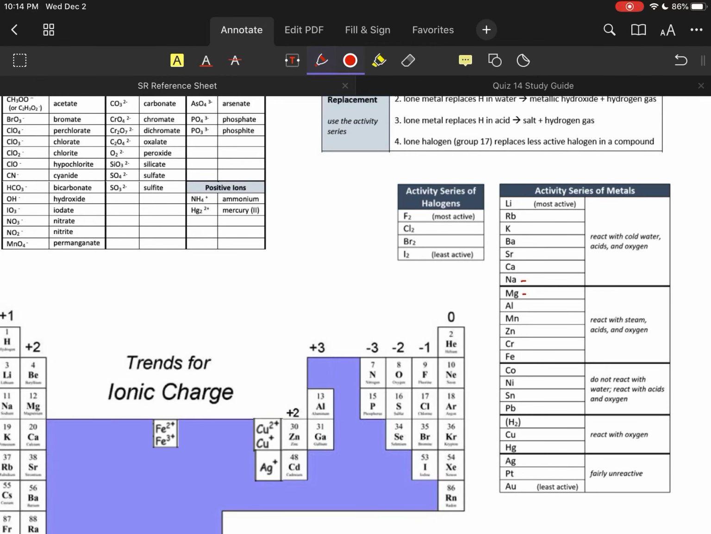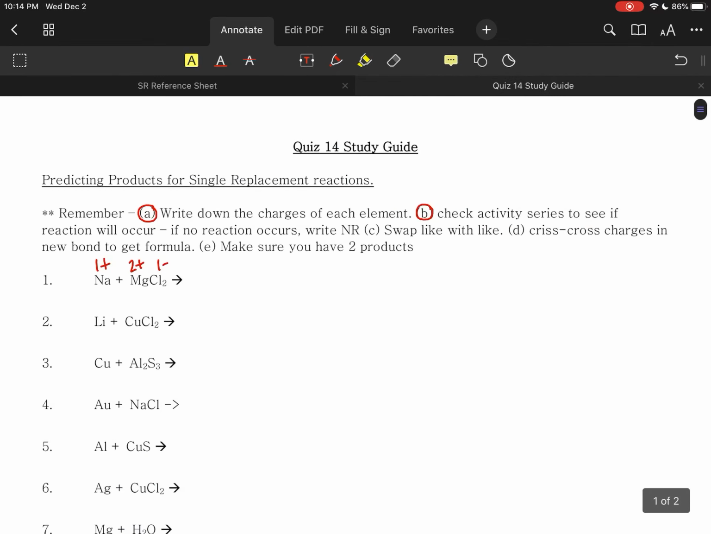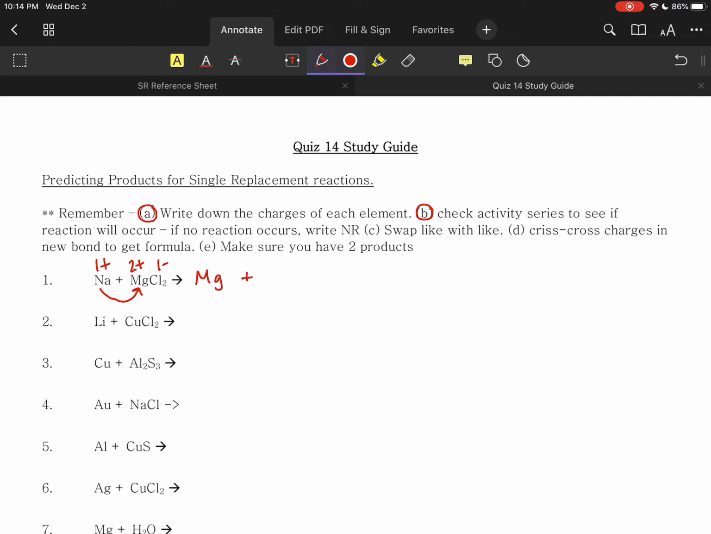So there's sodium and magnesium. Sodium is more reactive, so it will react. So it is going to take the place of magnesium. So that means I'm left with magnesium by itself. And then I'm going to have sodium, which has a 1 plus, and chlorine, which has a 1 minus. When those charges crisscross, they cancel out or they are invisible. So I'm left with just NaCl.